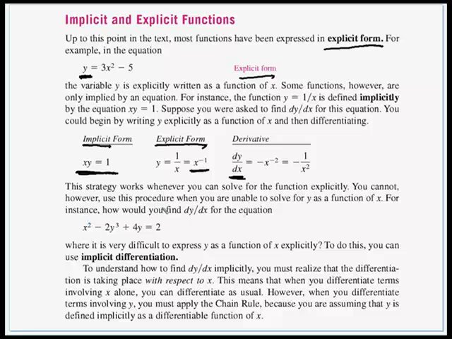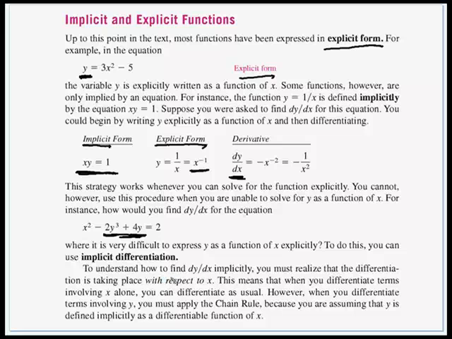You cannot, however, use this procedure when you're unable to solve for y as a function of x. For instance, how would you find dy dx for this equation? And what really gets us here is we have a 2y to the third and a plus 4y. Could you solve this equation for y equals something? No, it's probably impossible, or it could be very, very difficult. To do this, we can use implicit differentiation to find that derivative.